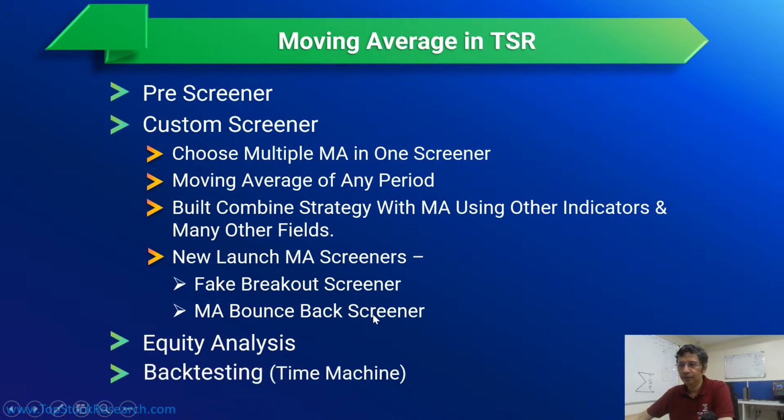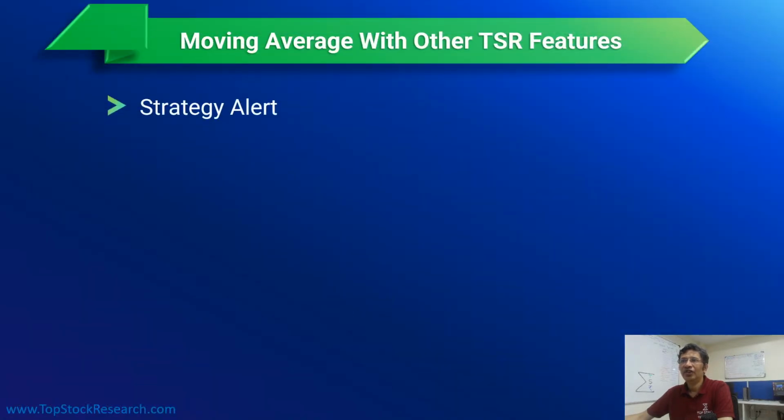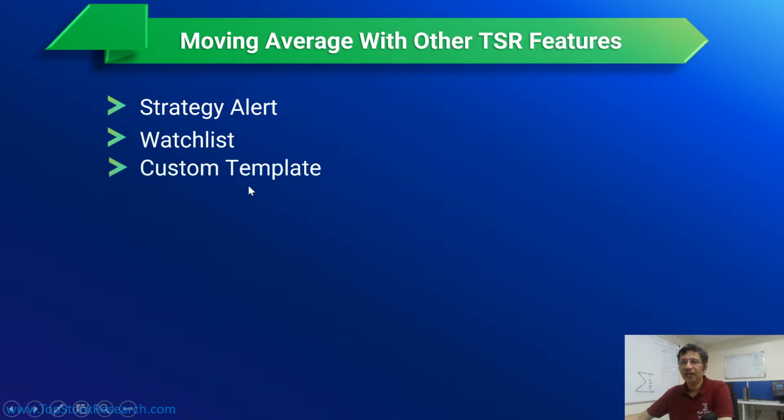Backtesting, we have briefly seen that, and also in other sessions, so I won't cover that. Moving average, you can add alerts. Somebody asked about alerts. You can add in a watch list, custom templates. So basically in the product overview, we have covered all these things in greater detail, so I won't repeat it or bore you with that information.